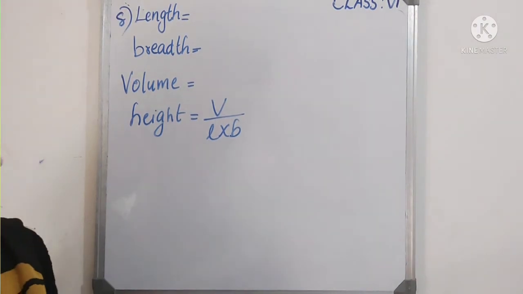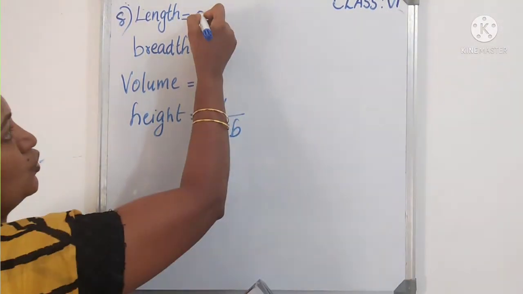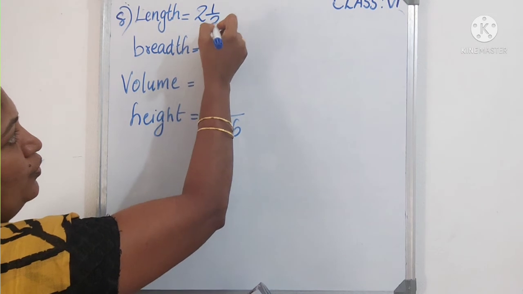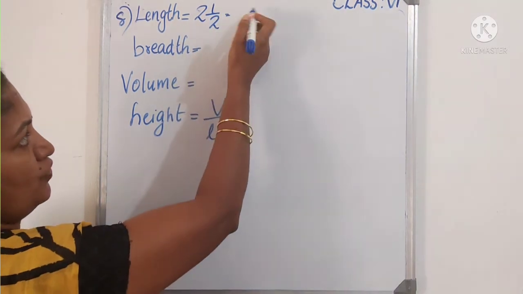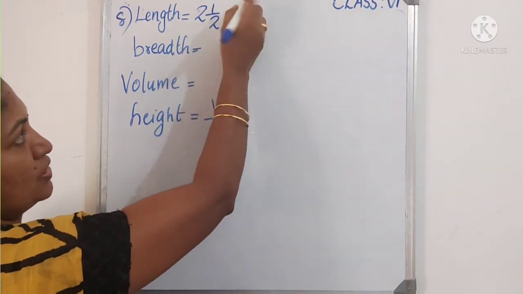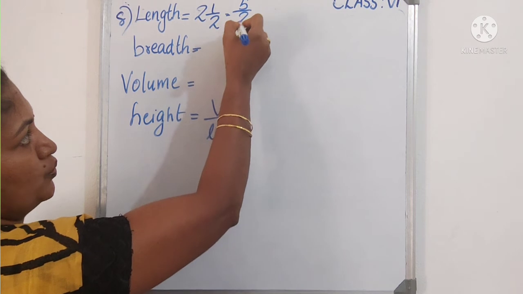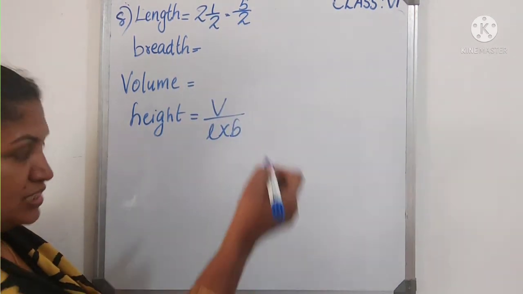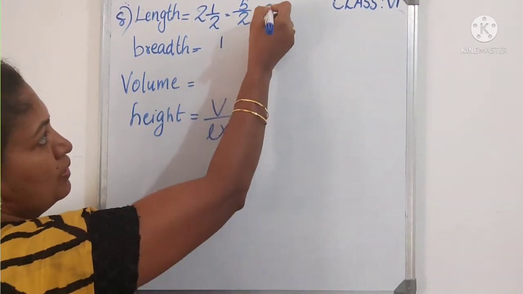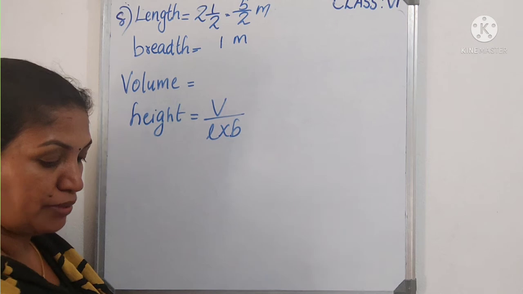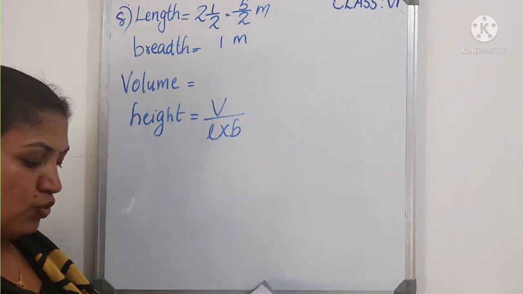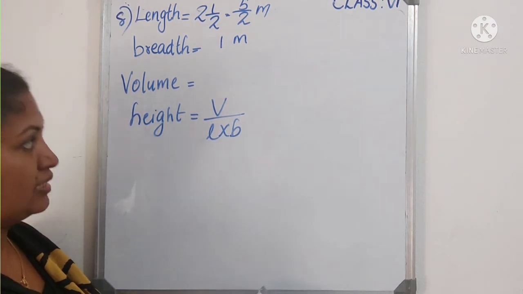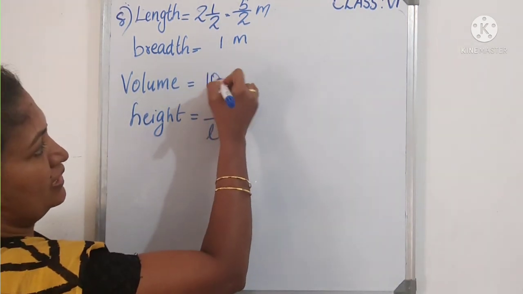Okay, so here it is given that length is 2.5. This is a mixed fraction, so we can convert it. That is, 2 twos are 4 plus 1, 5 by 2. Next, breadth is 1 meter, this is also in meter. Next it is given that the volume is 10,000 liters.